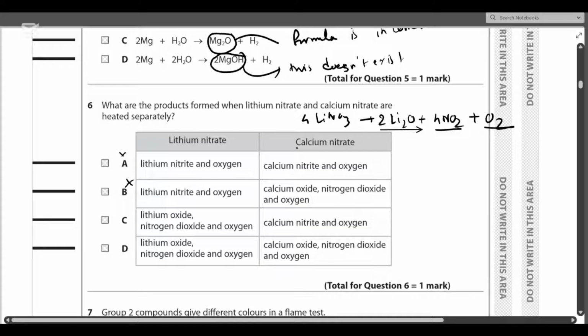Now, calcium nitrate basically provides the reaction as 2CaNO3, which will give us 2CaO plus 4NO2 plus oxygen. So we can see calcium oxide, nitrogen dioxide, and oxygen. So obviously our only correct option is option D down here.